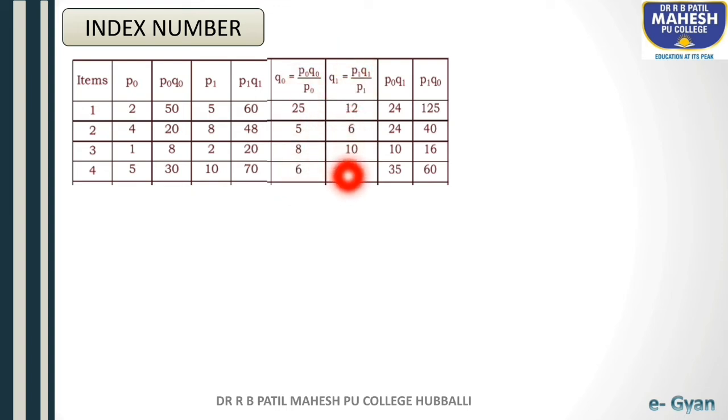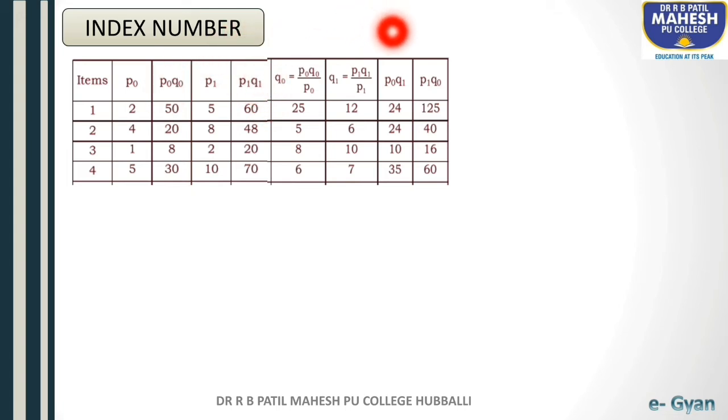To find Fisher's and Drobish-Bowley, what do we require? We want summation P0 Q0 total, summation P1 Q1 total, summation P0 Q1 total, and summation P1 Q0 total. P0 Q0 is already given, since base year expenditure is nothing but P0 Q0, so directly take its total. P1 Q1 is also given as current year expenditure, so just take the total of these two.